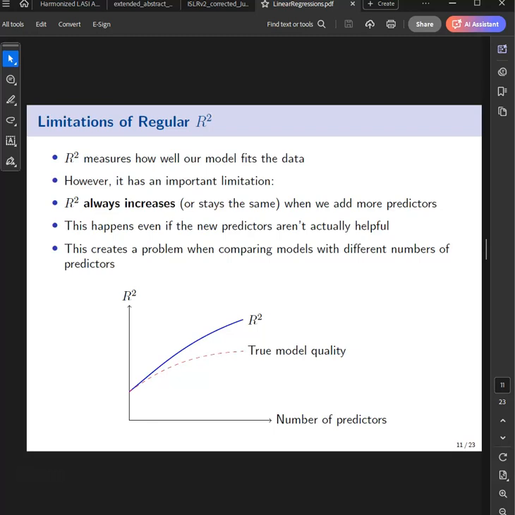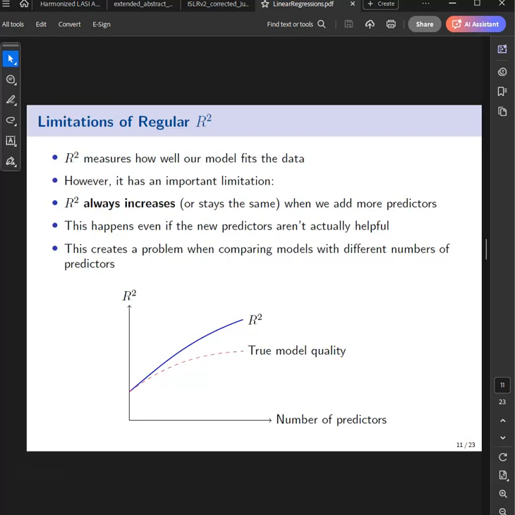This happens because each new variable can explain at least a teeny tiny bit of the variation in our data just by chance. And this creates a problem because when we are comparing models with different numbers of predictors, if we simply choose the model with the highest R squared, we will always end up selecting the model that has the most predictors. And that is not always the best approach.